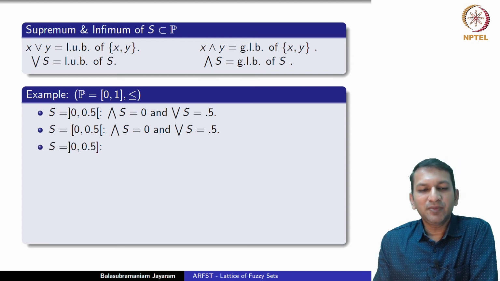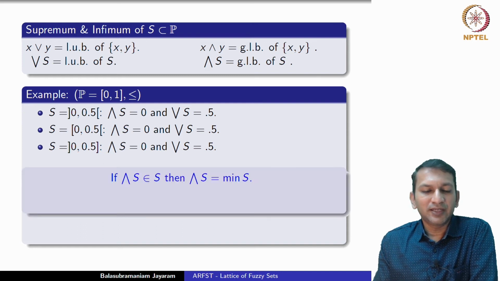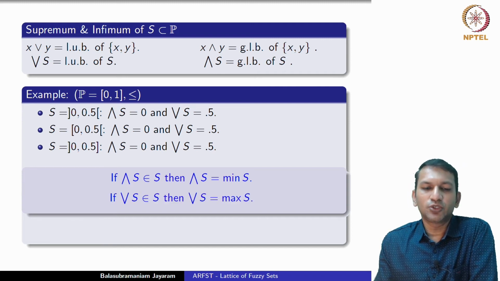This would be the same if you alter the interval S dually, that is, push 0.5 inside the interval and still keep 0 outside. The infimum of S will remain as 0 and the supremum of S will be 0.5. In fact, if the infimum of the set S belongs to S, that is when we call that infimum to be the minimum of S. Similarly, if the join S, the supremum of S, belongs to S, then we say the join of S is actually the maximum of S.